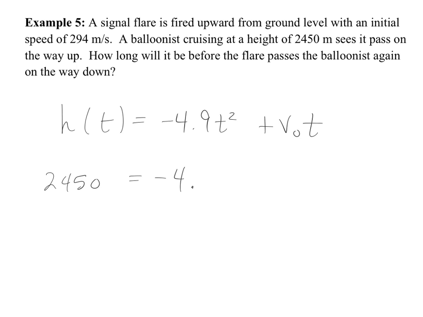What are we trying to figure out? The time. So let's leave that unknown. What's the initial velocity or speed of the flare? What do I plug in for V0 there? 294. Yeah, 294 goes in for V0 there. And now it's just simply a quadratic. I made it work out very nicely. You're going to see in a minute what happens. Move 2450 over.